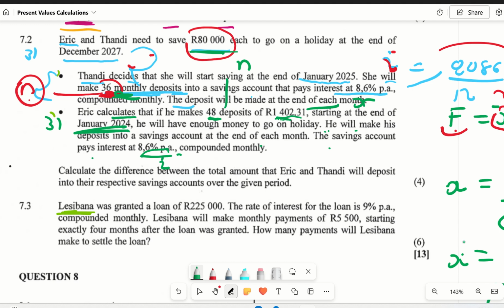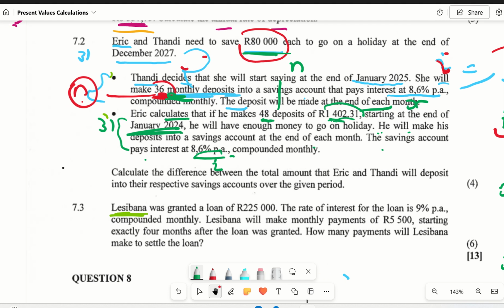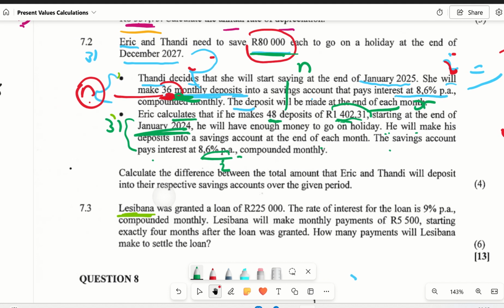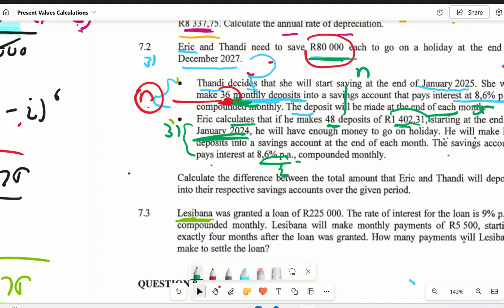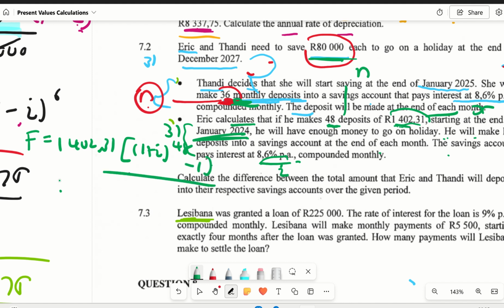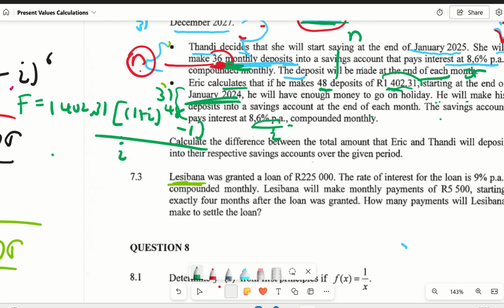So now in Eric's situation, I think you're going to see if this gives you a future value of 80,000. So what am I saying? You're going to use the future value formula. X is 1,402 like that. That's the scenario. And then 1 plus you put your I in. Our N is 48, because they say he makes 48 deposits. Minus 1 over our I. I think that's what the situation is. I'll just check it shortly.